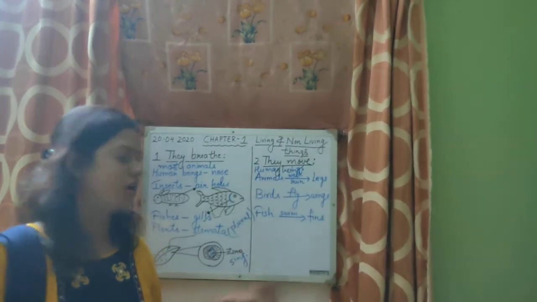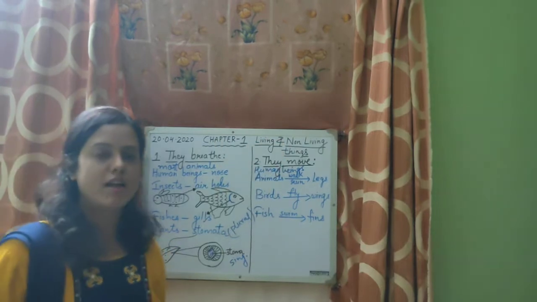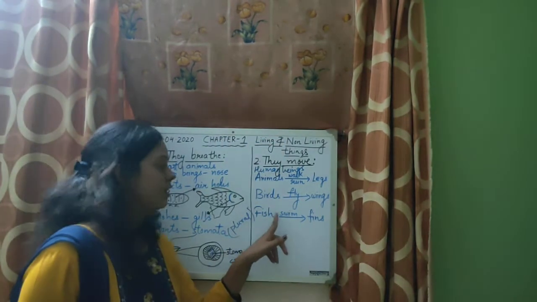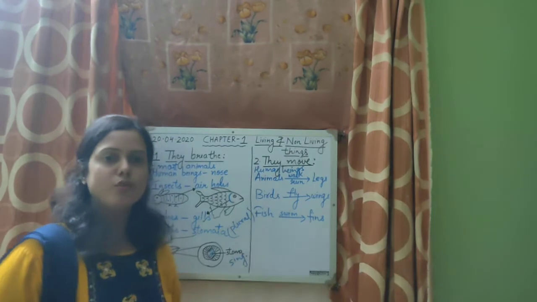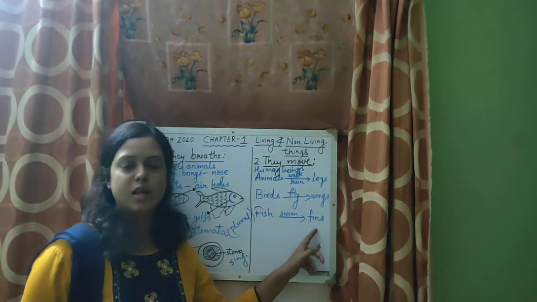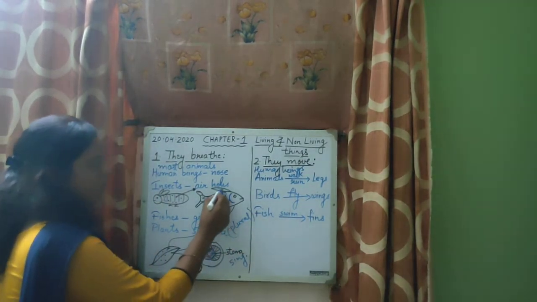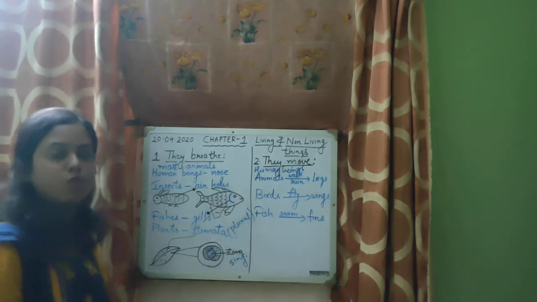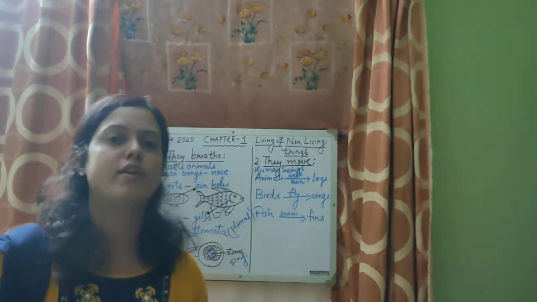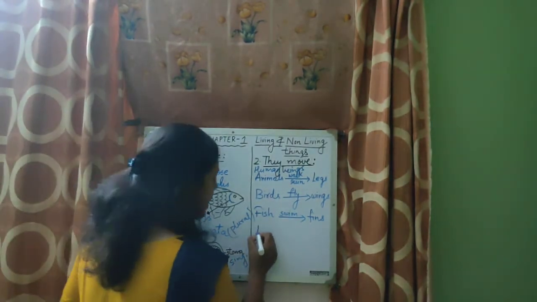Wings matlab pank. Fishes. How do the fish move from one place to another in the water? Fish swims. By swimming, it moves from one place to another. And how does a fish swim? With the help of fins. These are the fins. With the help of these fins, the fish moves from one place to another, or it swims in the water.